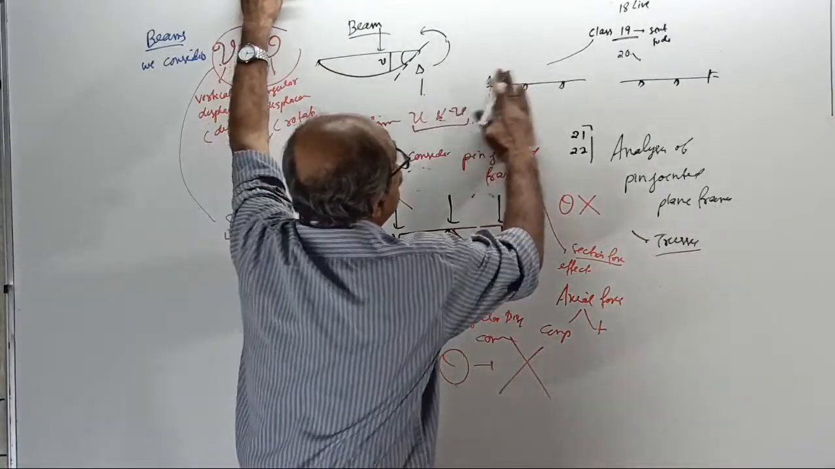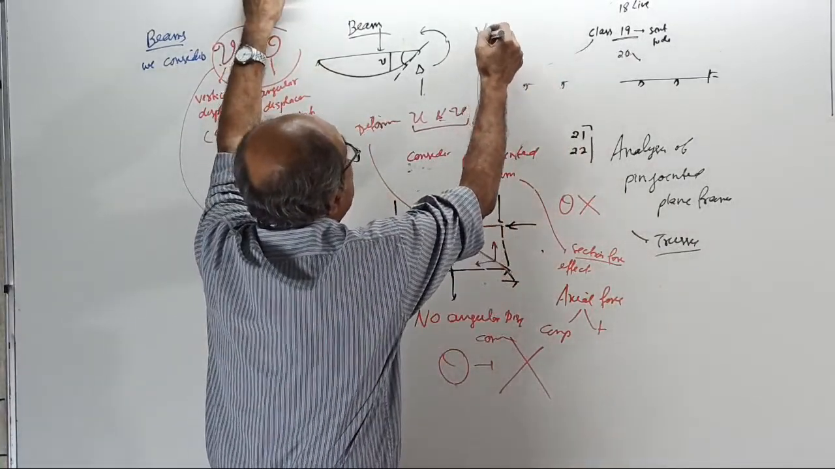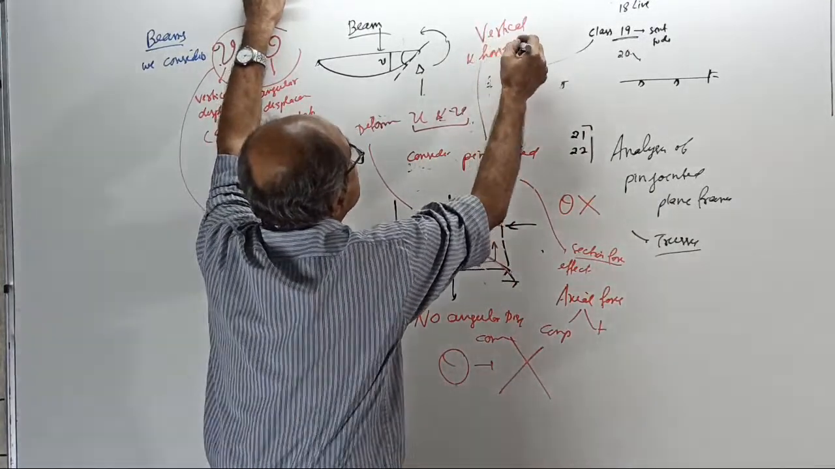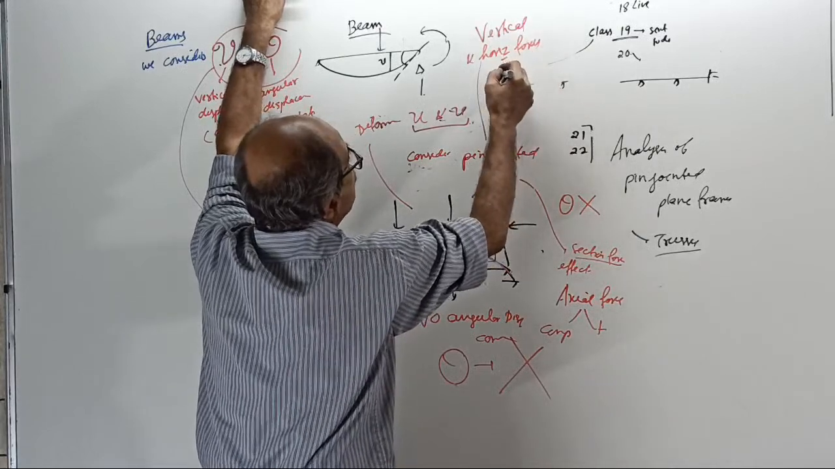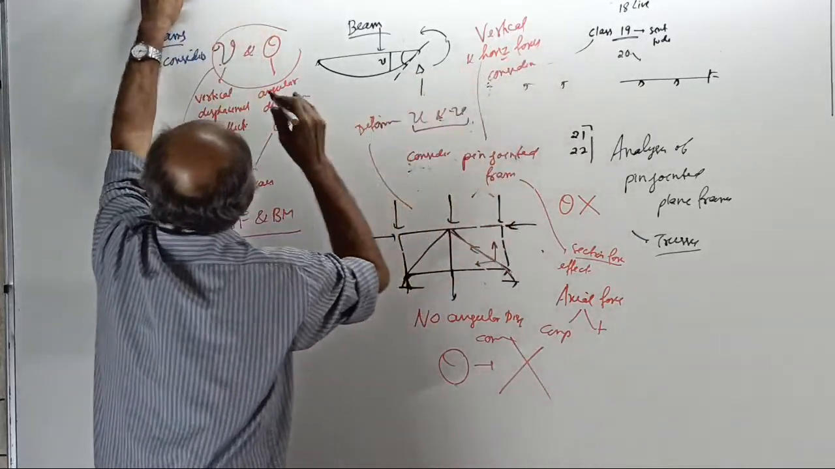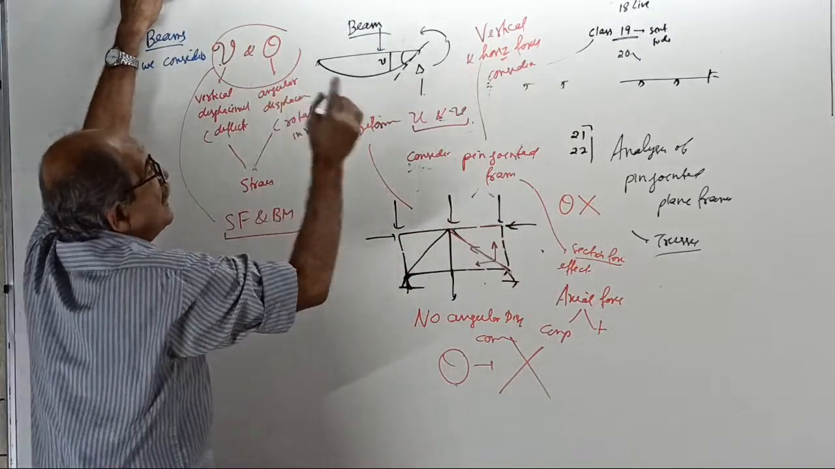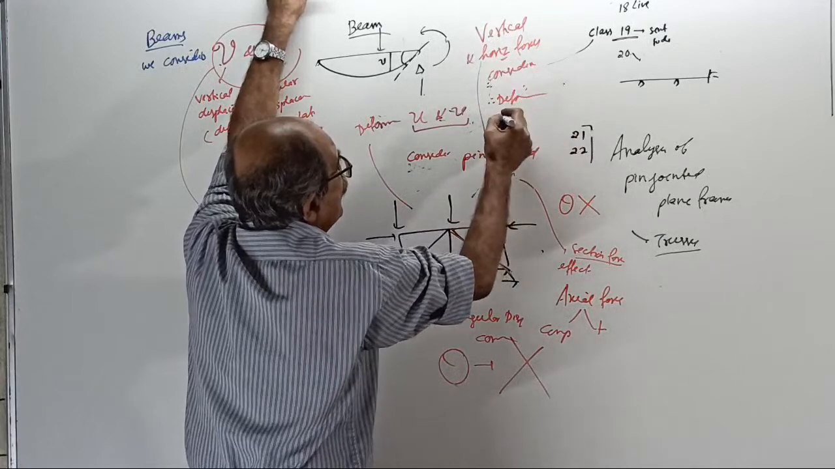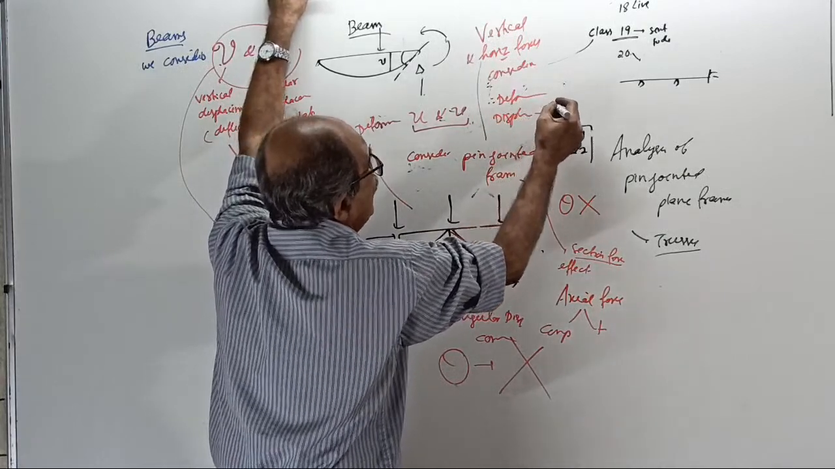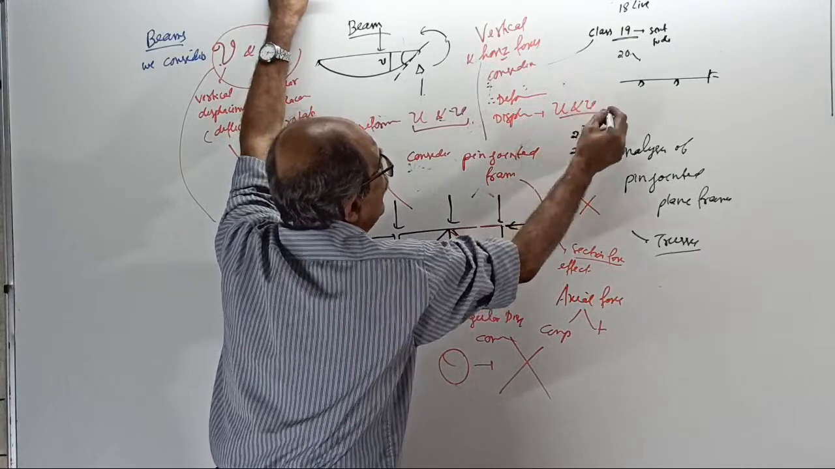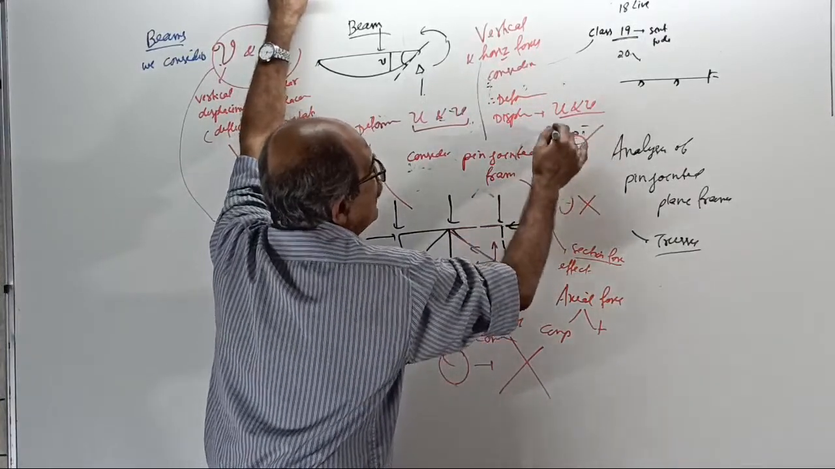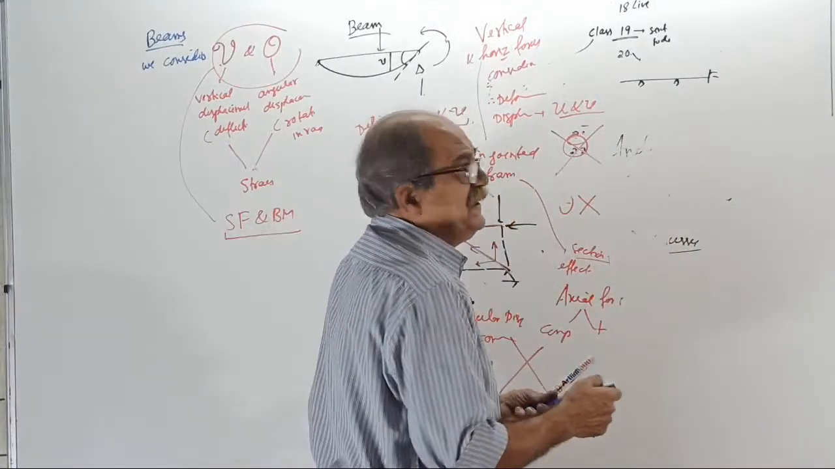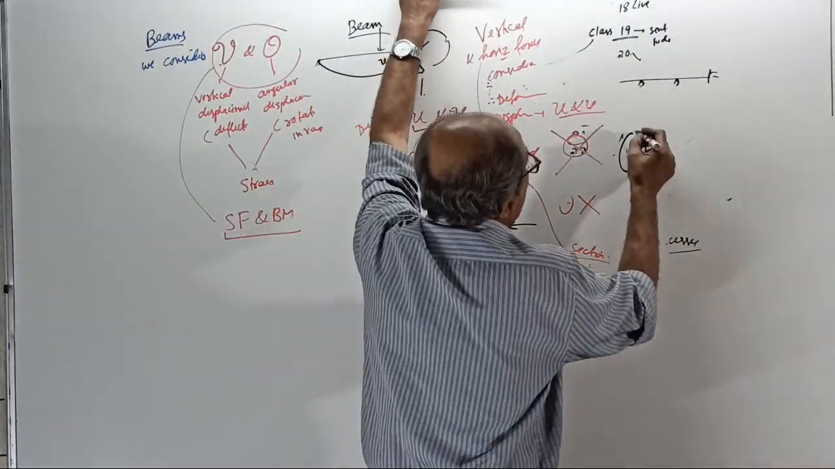For pin jointed plane frames, vertical and horizontal forces are considered. See, beams have vertical force and couples here. Vertical force, horizontal force. Therefore, the deformation or displacement considered are u and v. Clear? Theta will not come here. But remember, here theta will come. Right? Theta will come.